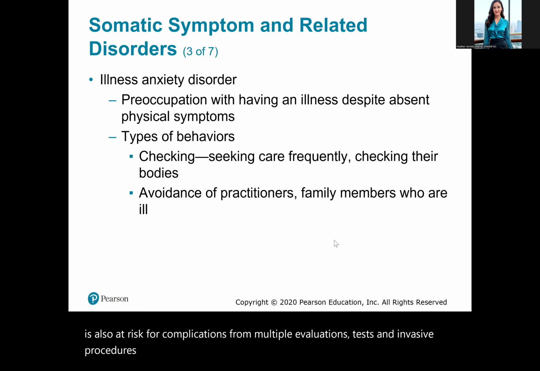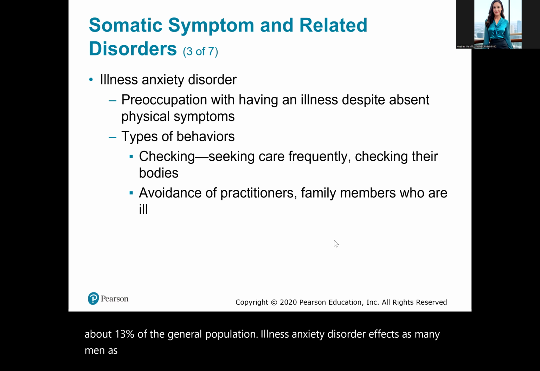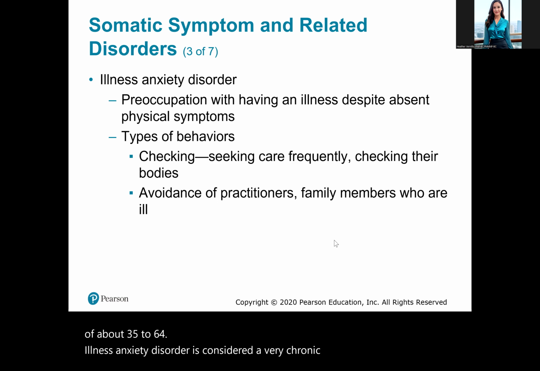The prevalence of illness anxiety disorder is estimated to be about 13% of the general population. Illness anxiety disorder affects as many men as women. It does not pick a gender. Onset of illness is unknown, but appears to be more common in individuals between the ages of about 35 to 64. Illness anxiety disorder is considered a very chronic and relapsing condition.